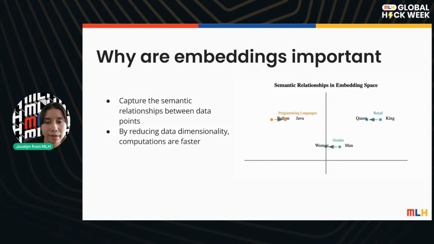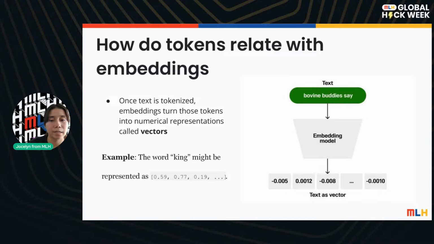So in here we have programming languages, right? Python and Java are close to each other. Then we have royalty, queen and king, mapped close to each other. And then we have woman and man, which are mapped in gender, and they're also close to each other. So there are these relationships that you can graph, and you can see how they relate to each other.